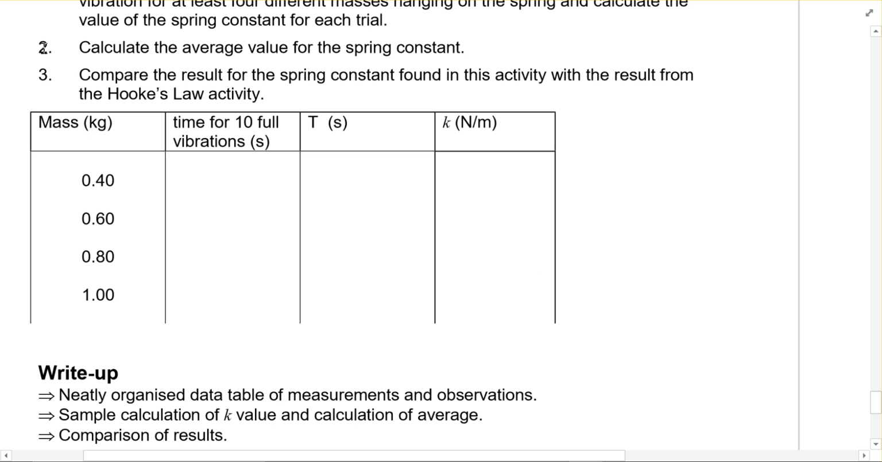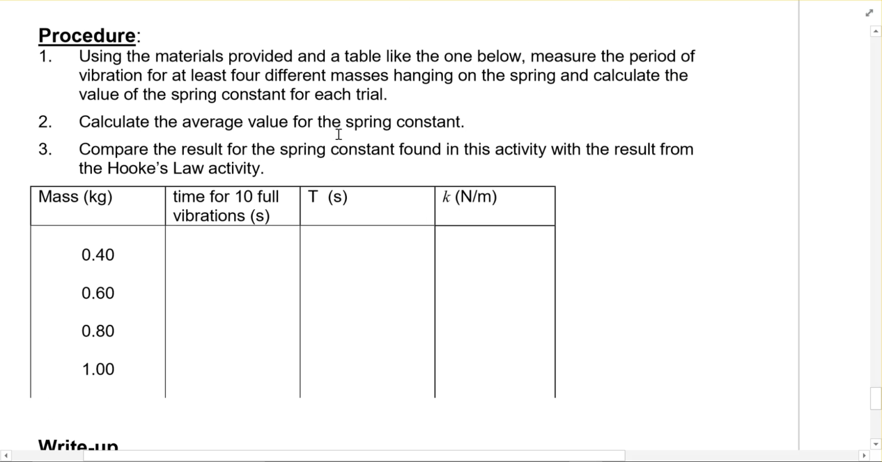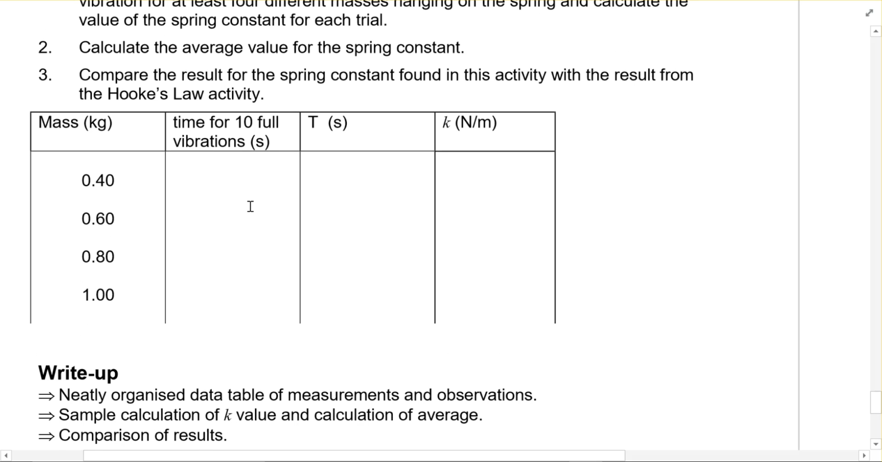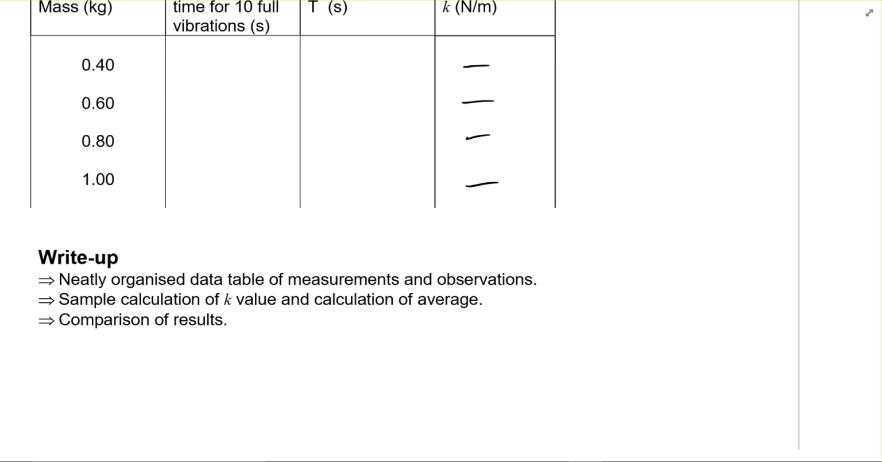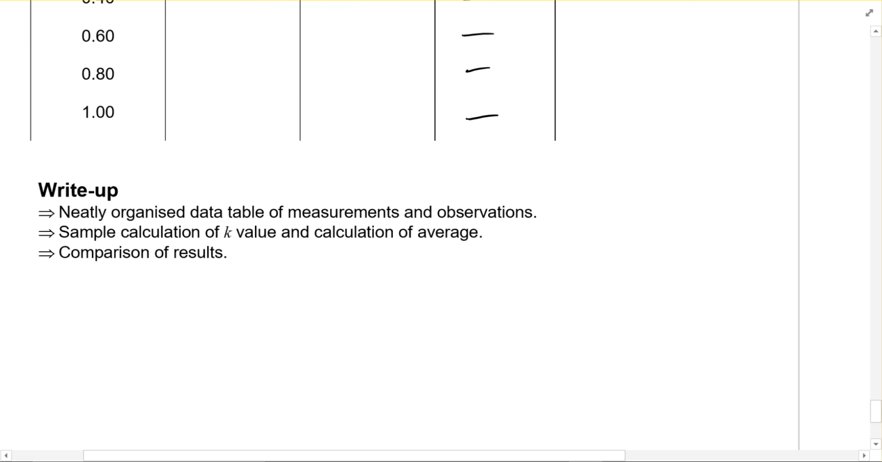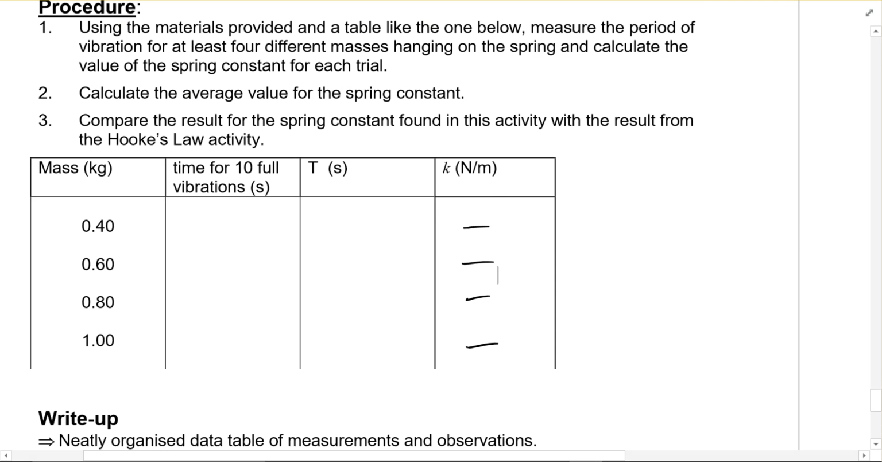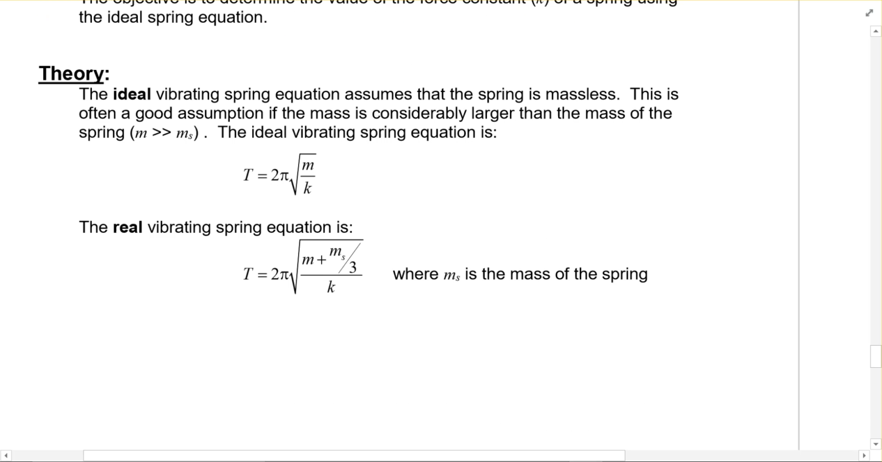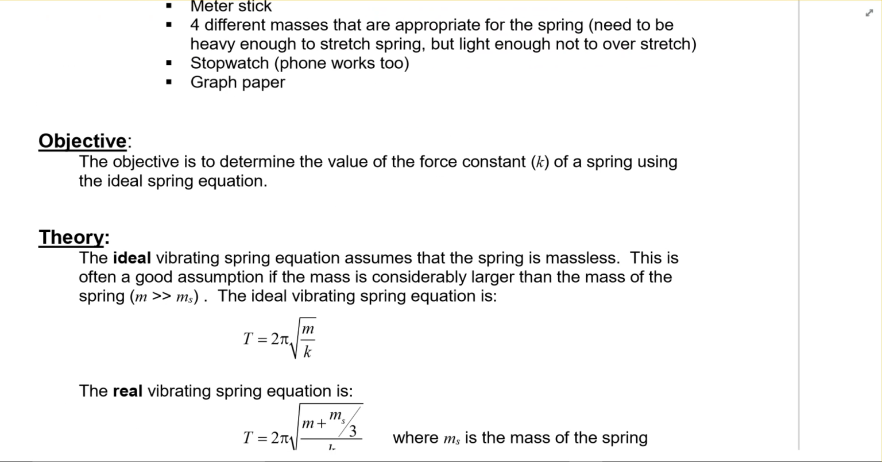And then number 2 up here says calculate the average value of the spring constant. To find the average value of all these, let's say you have 5 or 4 numbers here. You're going to add those 4 up and then divide by 4, right? Just like you'd find the average for any number. And then compare the results. Which one do you think was better? Why? So that's going to be it for that. Both of those things are due before the next lesson. So I'm going to end that one there, and good luck.